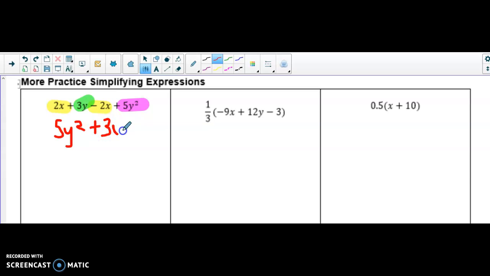Now, commutative property says if you put this in the other order, it would still be correct because it is addition. However, typically, to keep our work organized, if a variable is squared, that will usually appear first in our simplified expression.